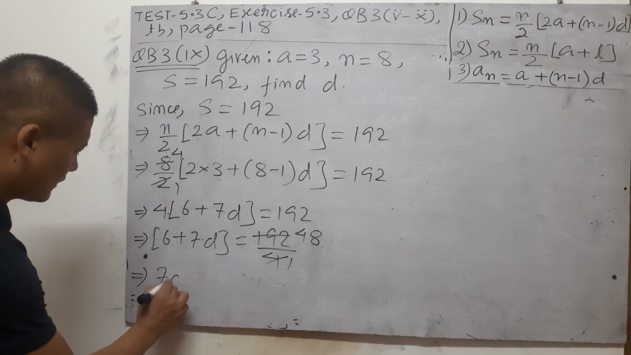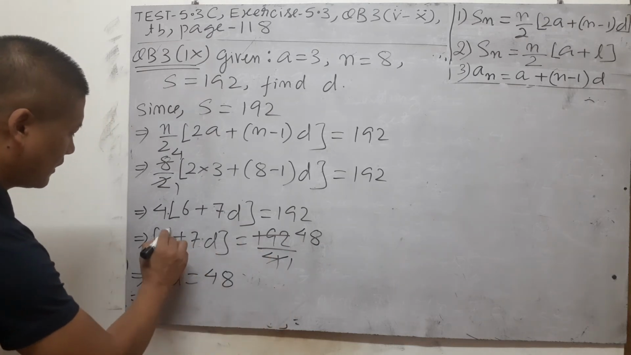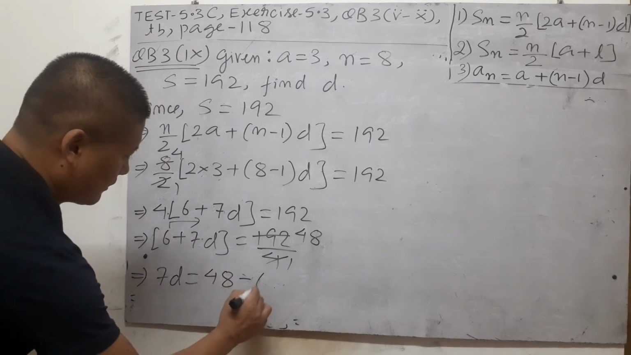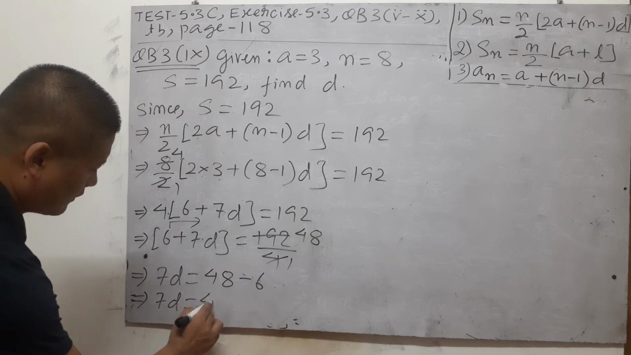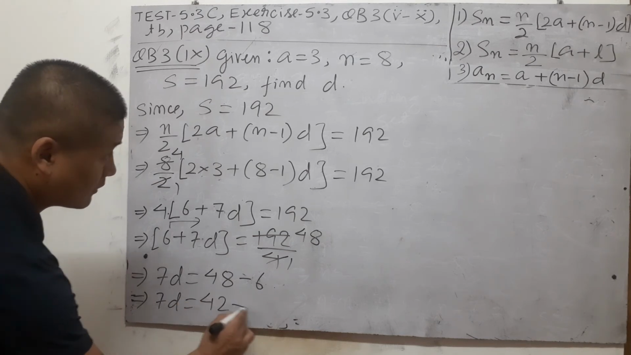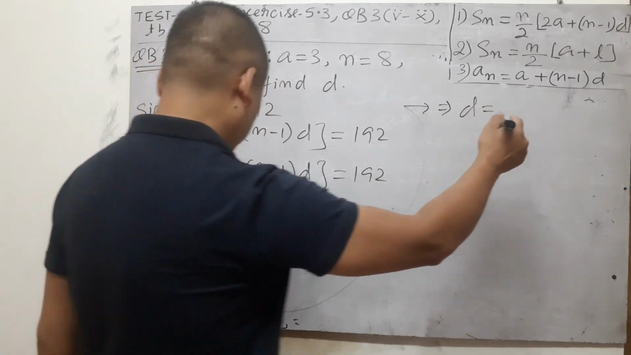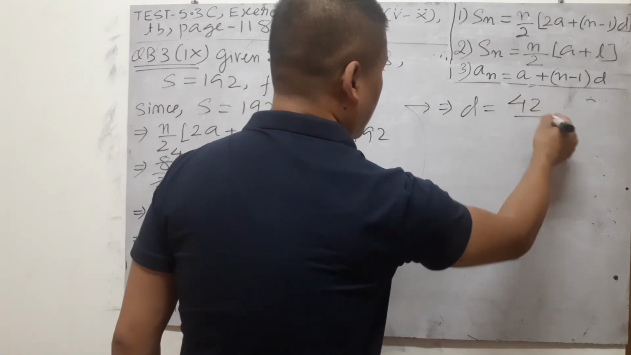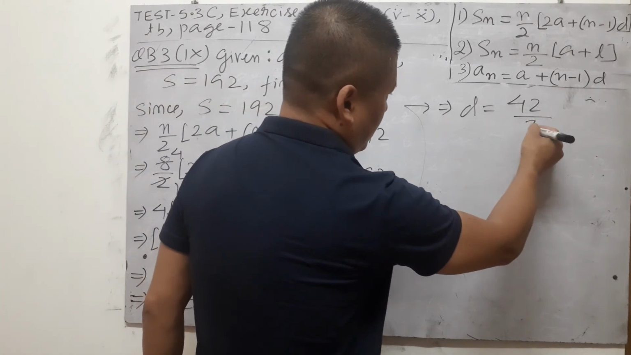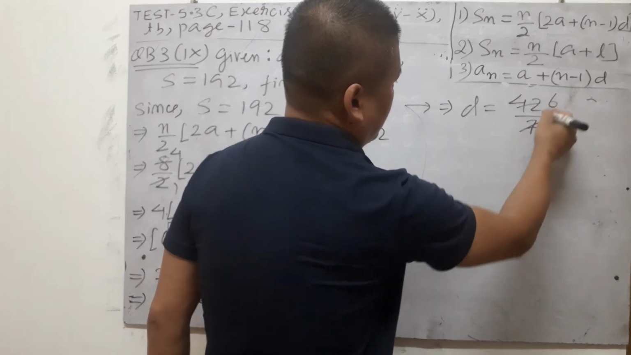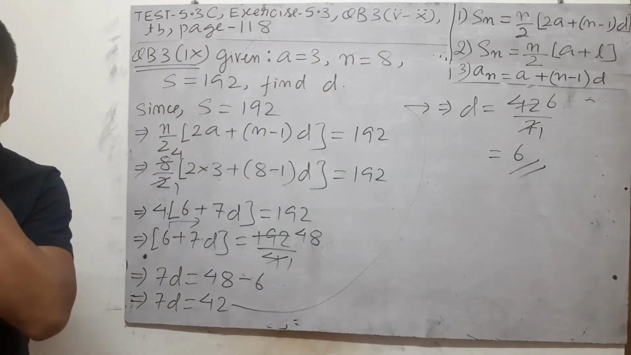So it gives you 7d equal to 48, and shift this plus 6 to the right side, minus 6. So 7d will be equal to 48 minus 6, 42. As we proceed, that gives you d equal to 42 divided by 7, with 7 going down on the right side. So 7 ones are 7, 7 sixes are 42, so d equals 6.